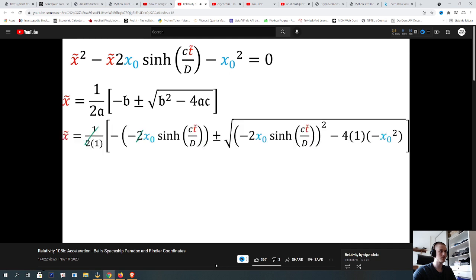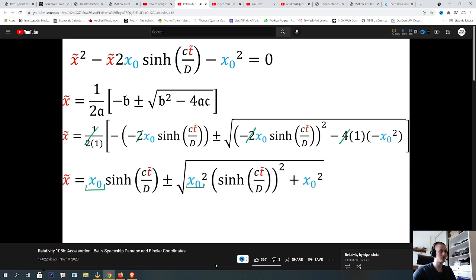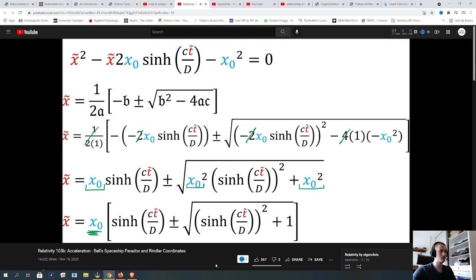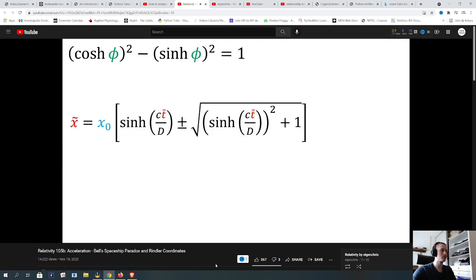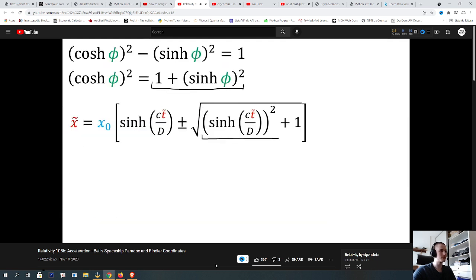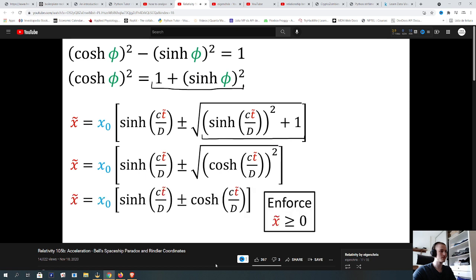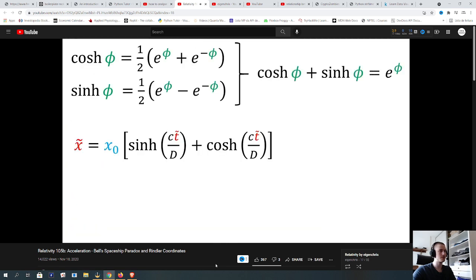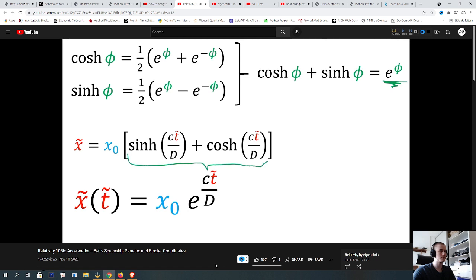This 1/2 cancels with this 2, and the 2 squared and 4 under the square root sign. We can also factor out x naught to the front of the expression. The fundamental hyperbolic trig identity tells us that 1 plus sinh squared equals cosh squared, and we're going to enforce that x tilde is positive to get the positive square root sign. It can also be shown that sinh plus cosh equals the exponential of the hyperbolic angle.